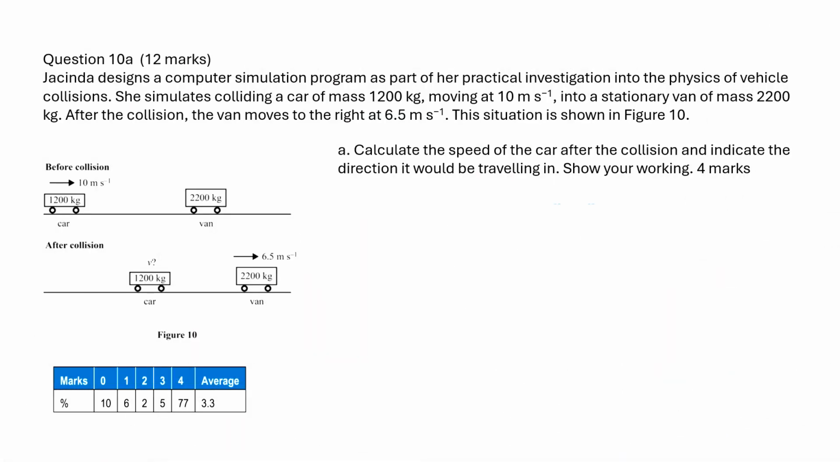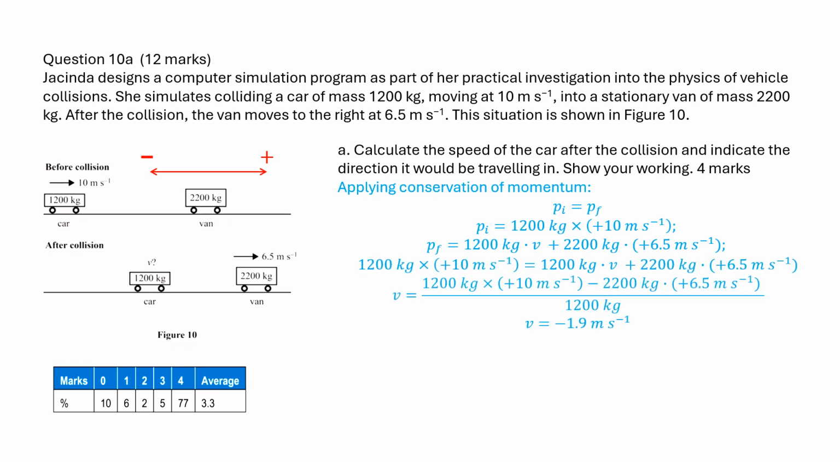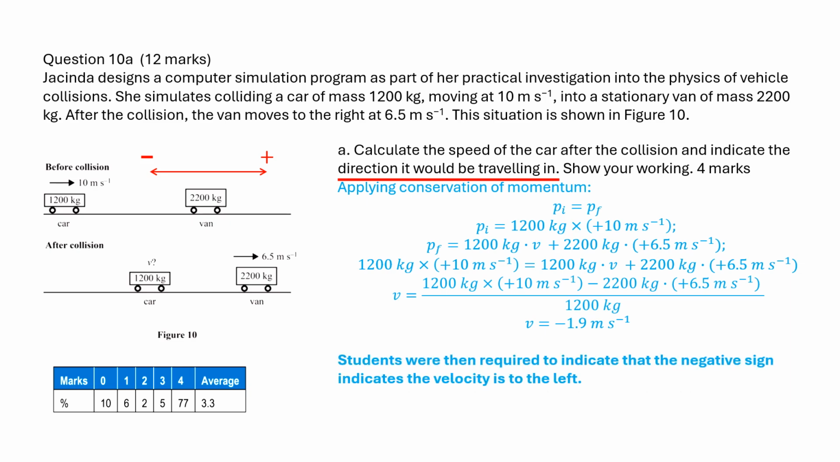During a collision, total momentum is conserved. We set the right direction as positive, so the initial velocity of the 1,200 kg car is positive, and the final velocity of the 2,200 kg car is positive. The final velocity of the 1,200 kg car is negative, so this car moves in the left direction. Please note that both the direction and magnitude are asked.